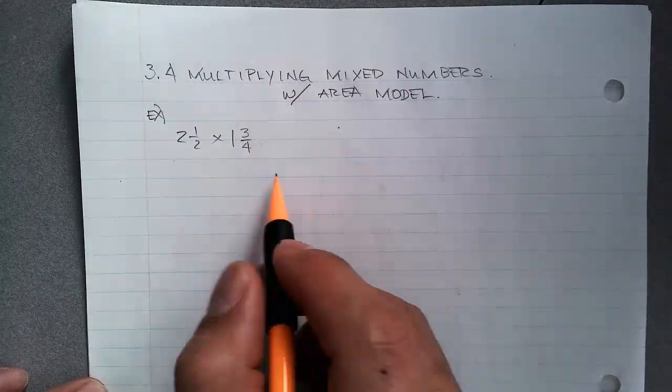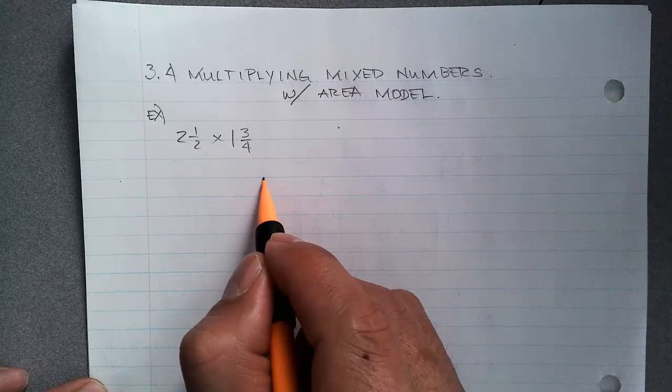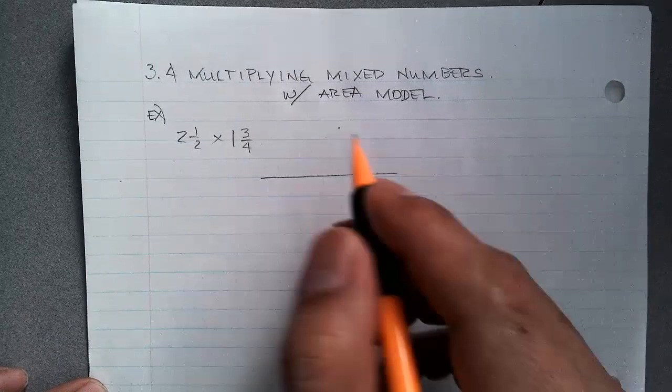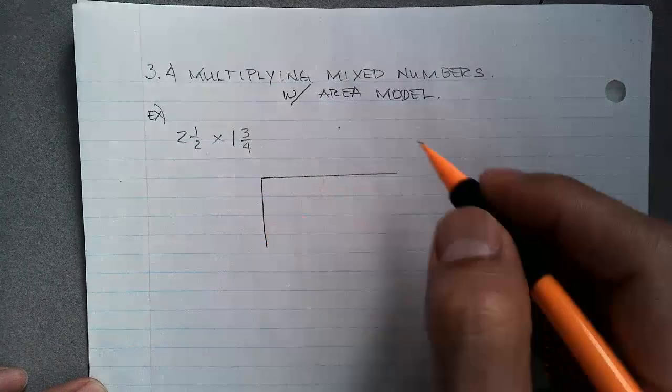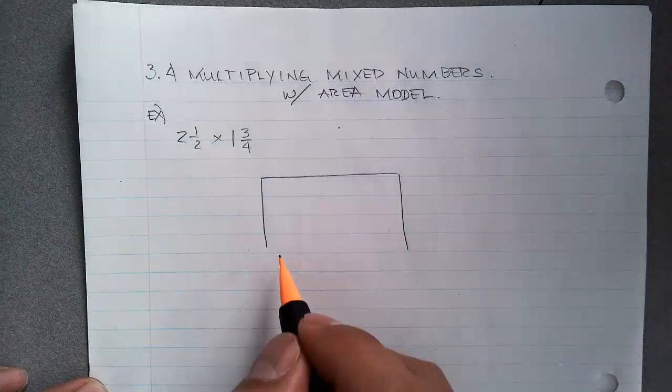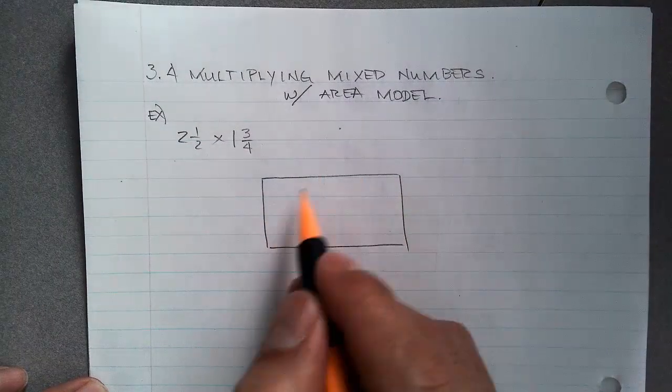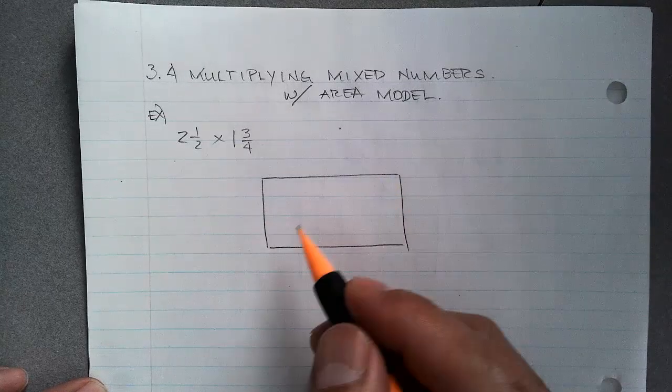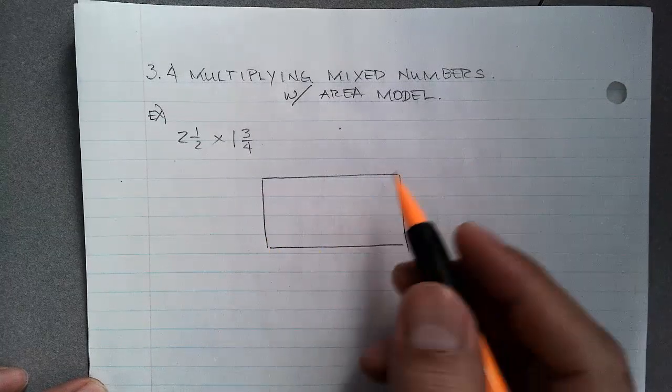First, I'm going to do the area model for this. So what does the area model suggest? Well, it suggests that we have a length and a width that we're going to multiply. And in the end, that'll be the area of this rectangle.